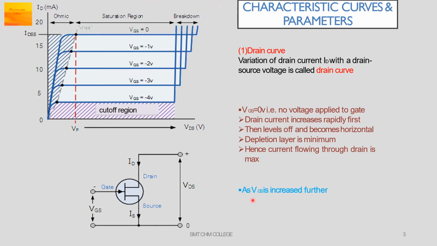Now as VGS is increased further, that is in a negative manner, from 0 now it has become -1 volt, then -2, -3, -4, that way the channel becomes narrower and the current will drop.